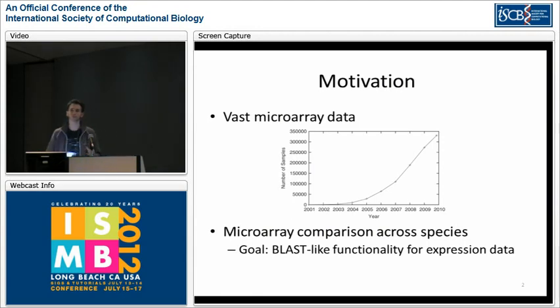BLAST is a tool where you take a sequence in one species and you look for where, in other species, there are sequences which are very similar. This is relatively easy for a sequence compared to expression data. With sequence, there's kind of a default code of AGCT, which is conserved across all species. In expression, things are much more complicated. Conditions can vary, and that results in data which, even though it may be different, might be due to conditions and not due to a lack of similarity.